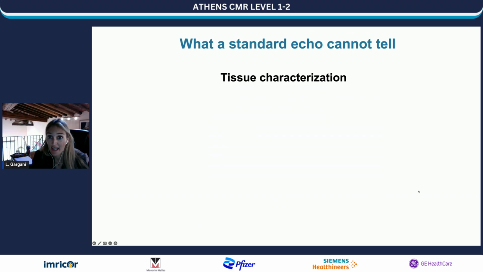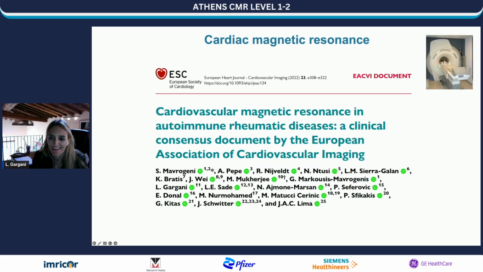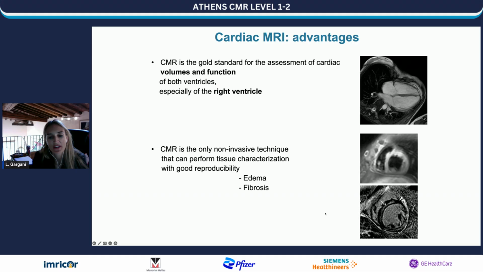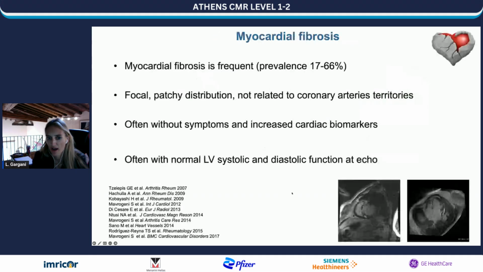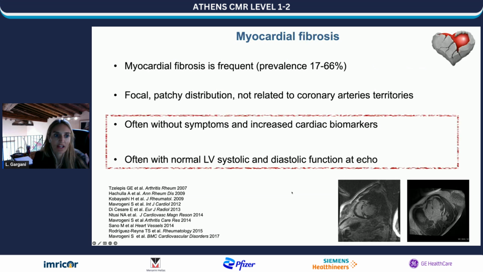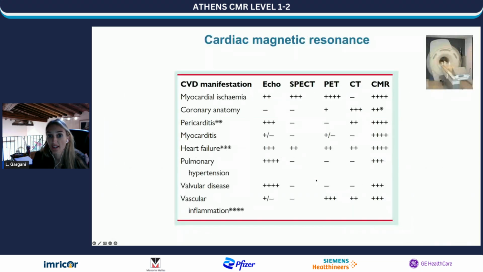But what the standard echo cannot tell us is about tissue characterization. I will go very quick here because I think that the next presentation will address cardiac magnetic resonance very deeply. So if you want to see edema and fibrosis, you cannot rely on an echocardiography. And this is very important because myocardial fibrosis, we know now very well, is often present without symptoms, without increased cardiac biomarkers, and often with a normal LV systolic and diastolic function at echocardiography.